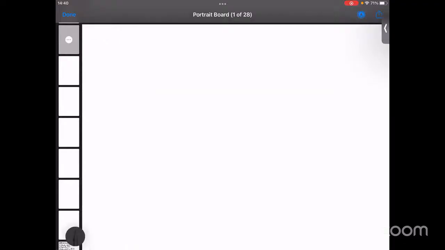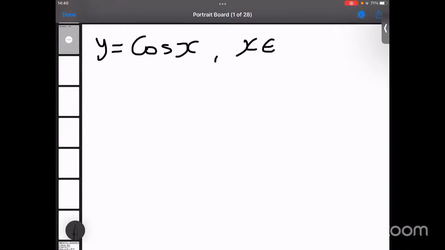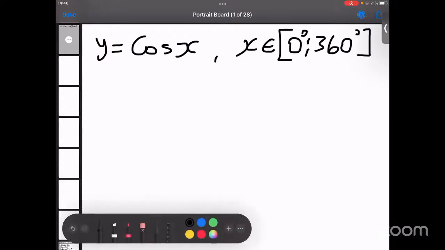So I was saying, let's now plot another one. Which one can we plot? Maybe let's plot y equals cos x, whereby x is an element of, for this one, let's start from 0 degrees and go all the way up to 360 degrees.